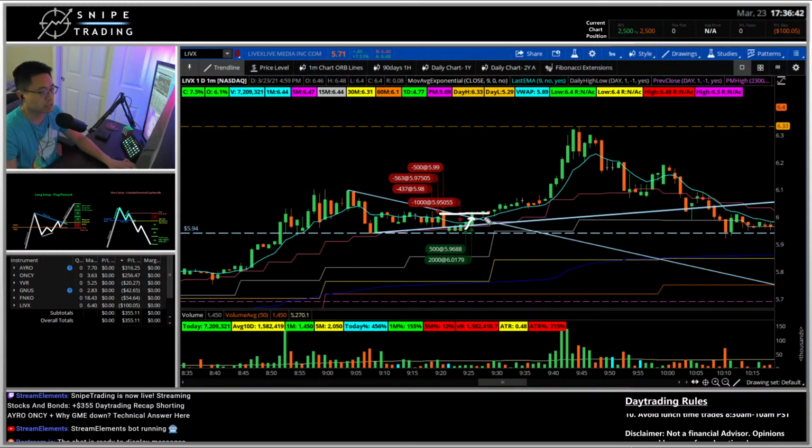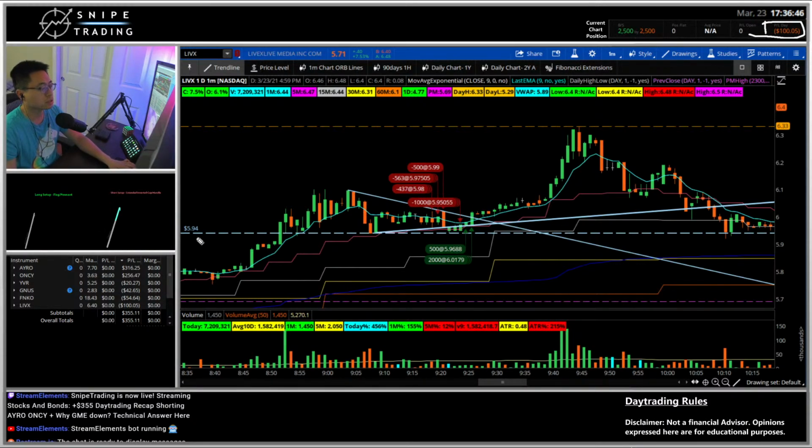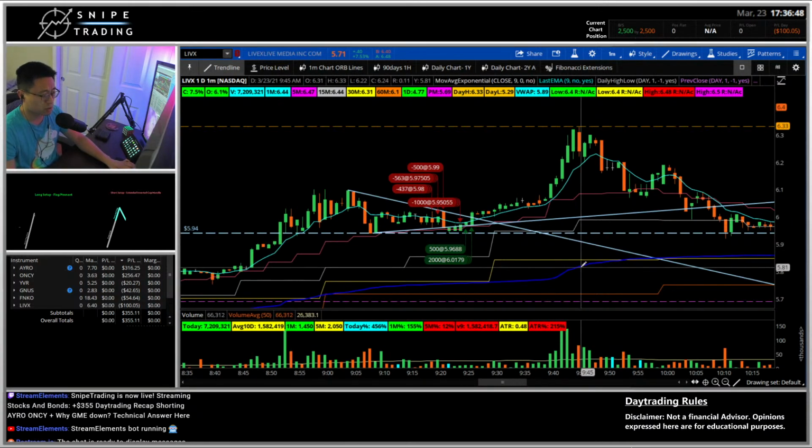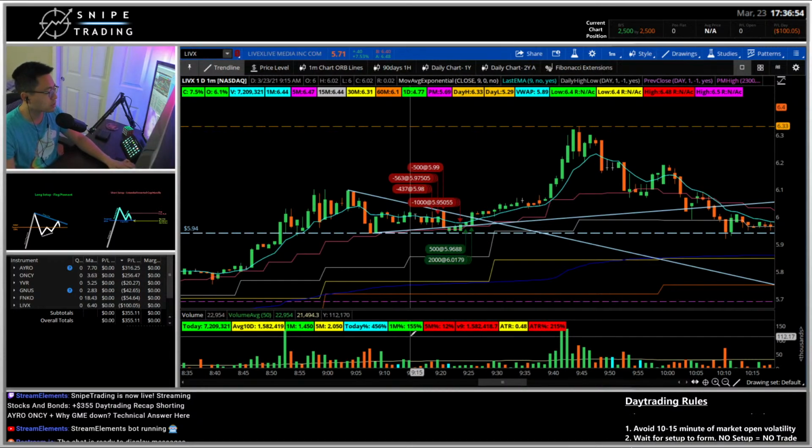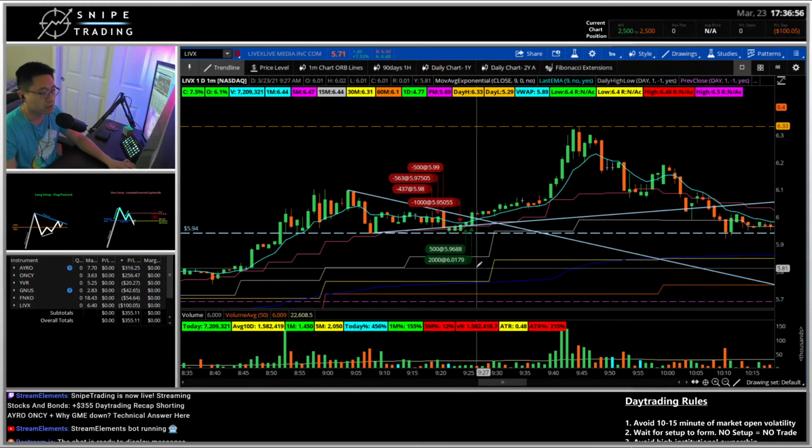and I ended up having to cover when it broke this trend line and above these highs. So I covered there for a $100 loss, and $100 should be around where my typical risk level is. Here I'm trying to risk around $100 to $200. So that's my typical loss if I did take a full loss.